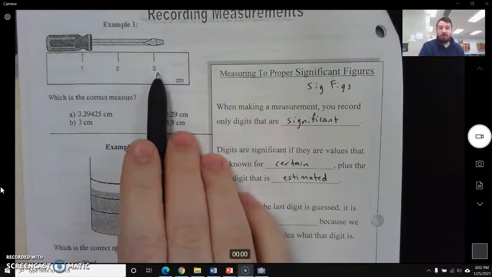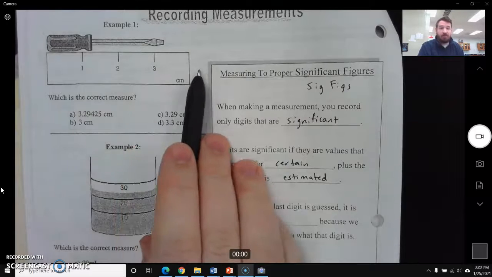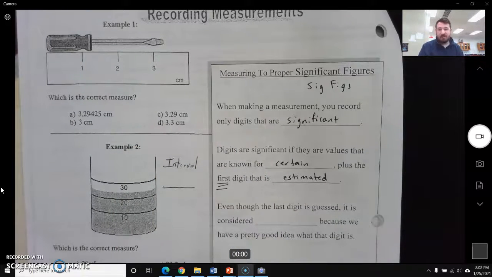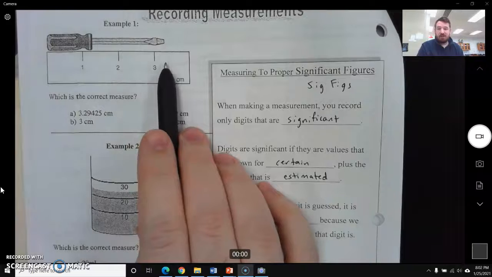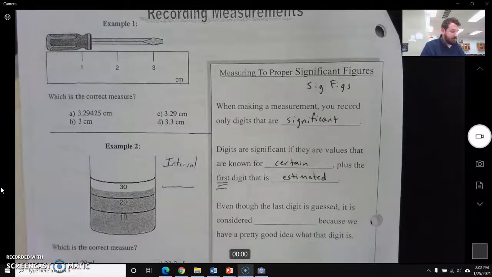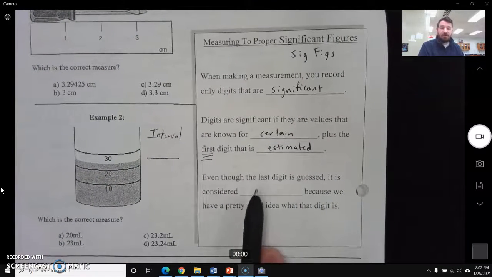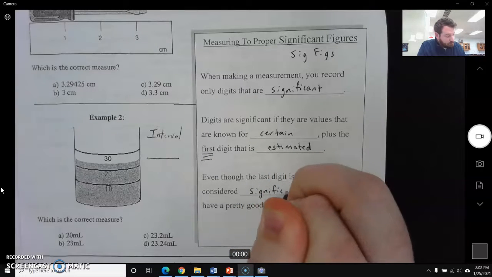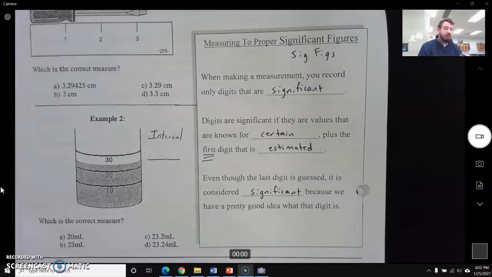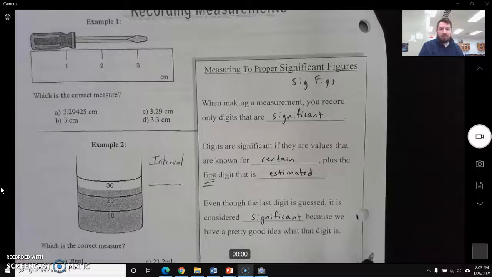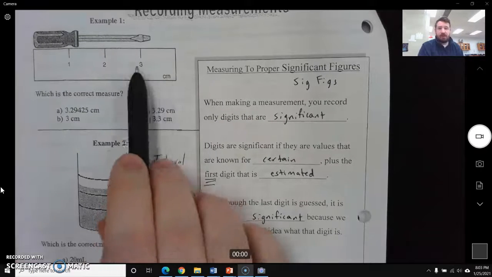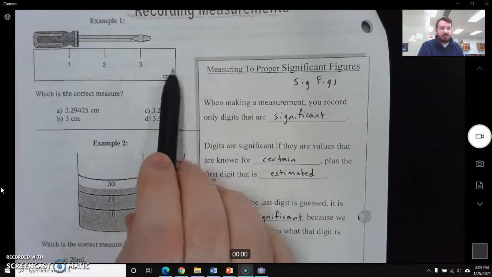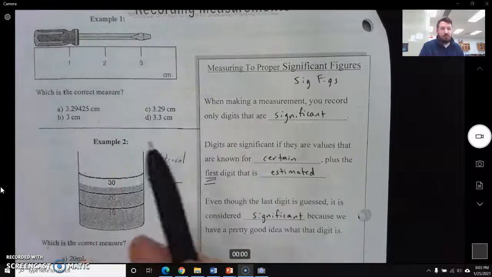So in example number 1, we can estimate 1 digit between 3 and 4. One digit more specific would be our tenths place. So we could maybe have something like 3.3 centimeters. We'll get to that in a second. Even though the last digit is guessed, it is still considered significant because we have a pretty good idea of what that digit is. We might not be as precise as we want to be, but it's a pretty safe assumption that we can break any of these spaces into about 10 individual spots for us to guess 1 more digit.